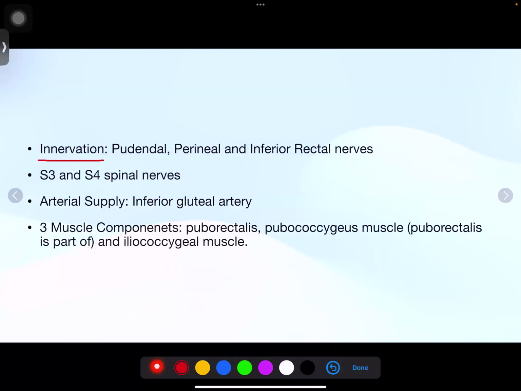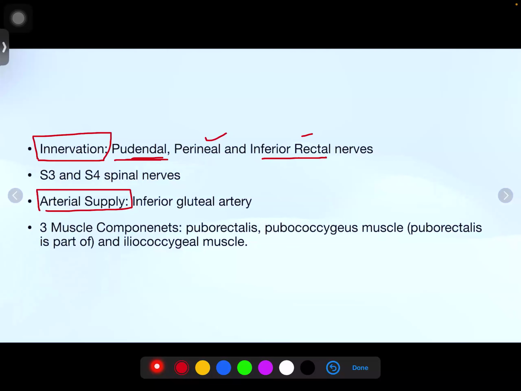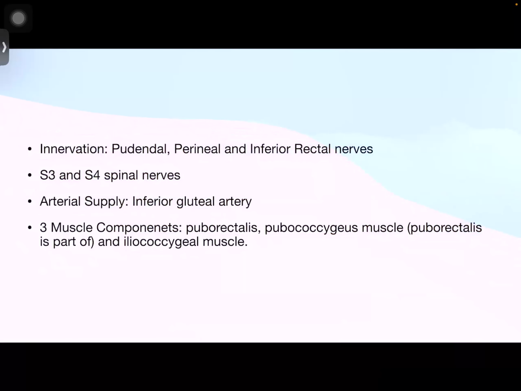Basically, levator ani has a nerve supply as well as the arterial supply. The nerve supply is from the pudendal nerve, along with the perineal branch and inferior rectal nerve. So the pudendal nerve is supplying levator ani, with the S3 and S4 spinal nerve roots. The arterial supply is the inferior gluteal artery, and it has three components, as we discussed previously: puborectalis, pubococcygeus, and the iliococcygeus muscle. So three components of levator ani.